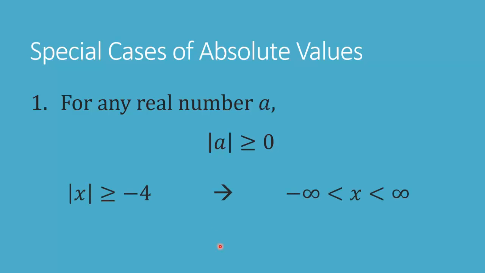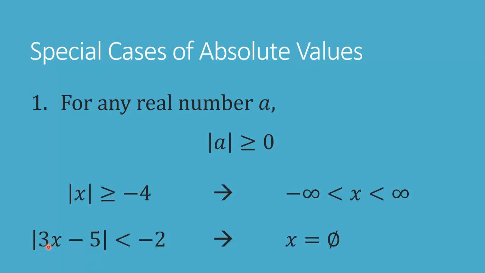So what this means is if you ever came across a case where you have the absolute value of something is greater than or equal to, say, negative 4, well, this is always greater than 0. So of course, no matter what this is, it's going to be greater than or equal to negative 4. So any number at all will work in this solution.